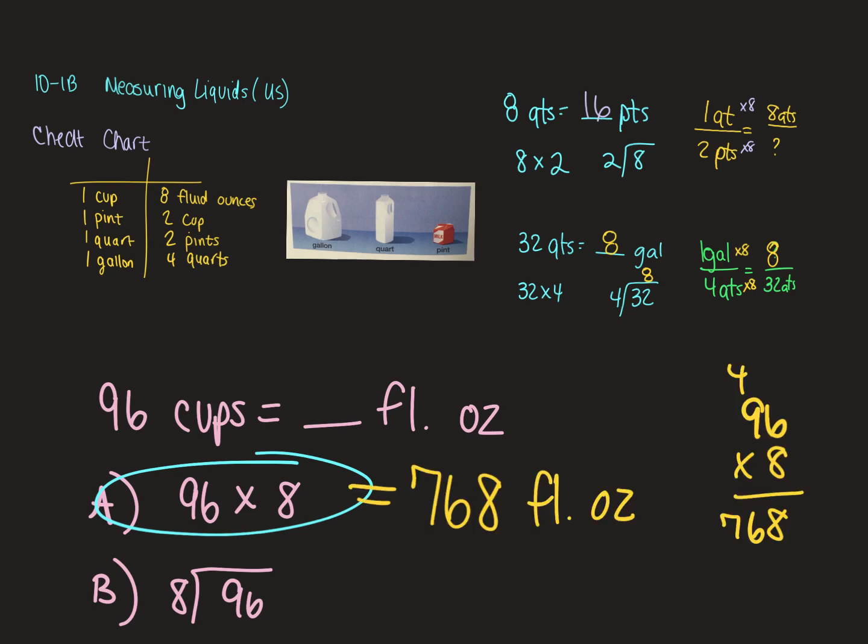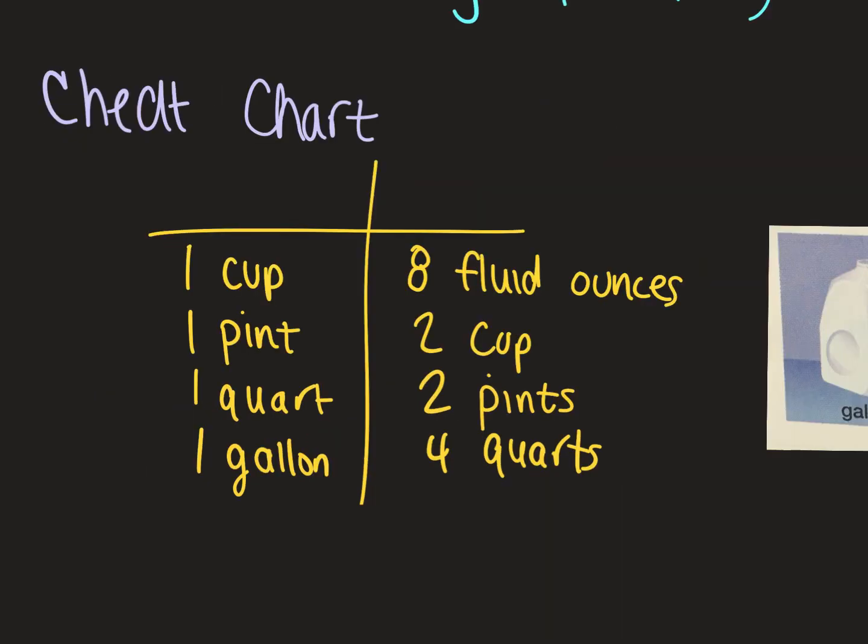Did you type in 768 fluid ounces? 96 times 8, 768. All right, here's a bonus question. If there are 2 cups in a pint, 2 pints in a quart, and 4 quarts in a gallon, how many cups would be in a gallon? Again, this is bonus. How many cups are in 1 gallon?